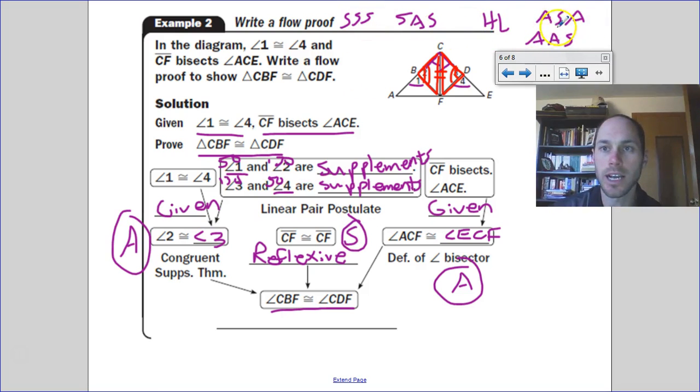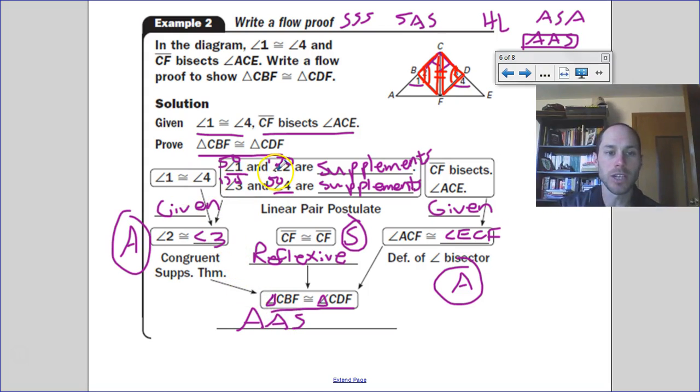I've got two angles and a side. So which one is it? Angle, side, angle, or angle, angle, side? I'll look at my diagram. The side is not included between the two angles. So that's going to be angle, angle, side. So this should be triangle CBF congruent to triangle CDF by angle angle side congruence. We can just abbreviate it AAS. Okay, so flow proof works.